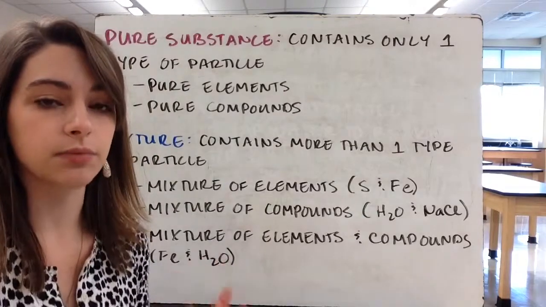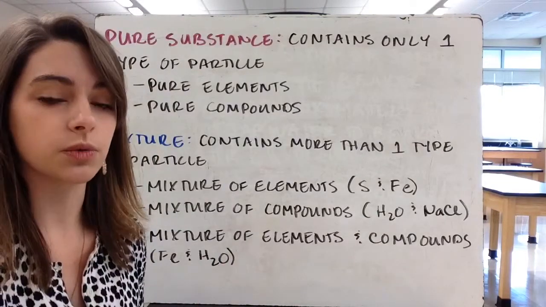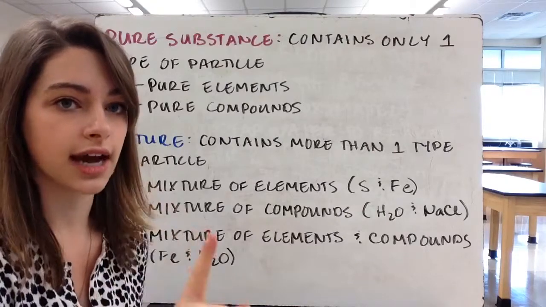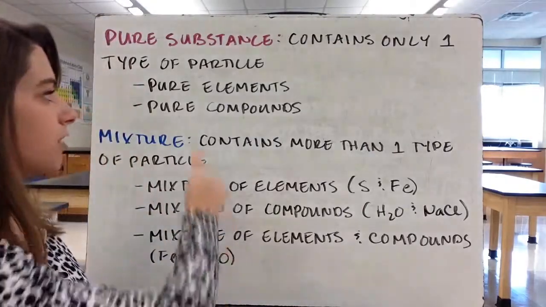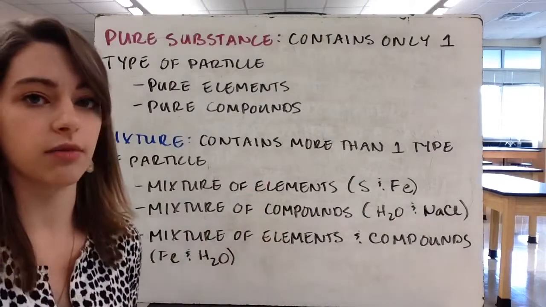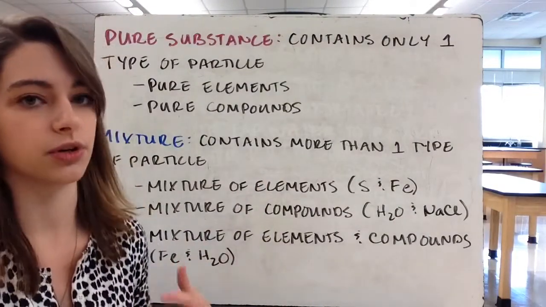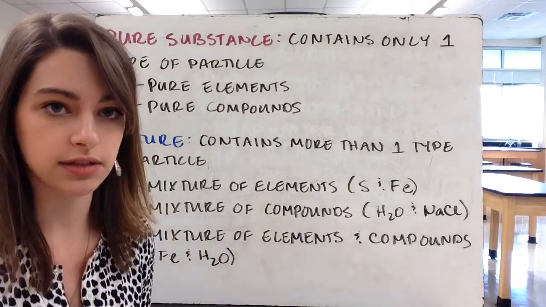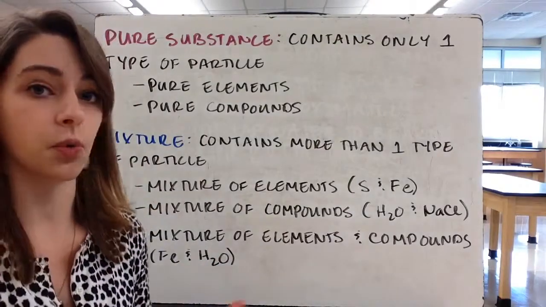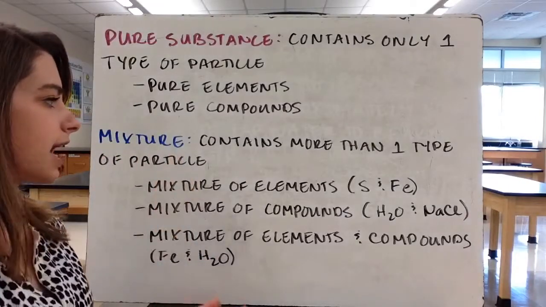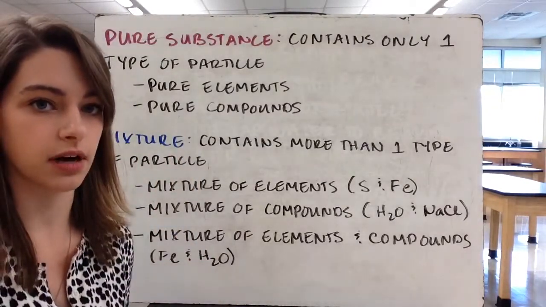We've also talked about pure substances and mixtures. So we discovered that a pure substance is something that contains only one type of particle. And so we can have pure elements, and we can also have pure compounds, because we talk about having pure hydrogen, we talk about having pure oxygen. Those would be pure elements. We can also talk about having pure water. That would be a pure compound. A mixture then is the opposite. It contains more than one type of particle.